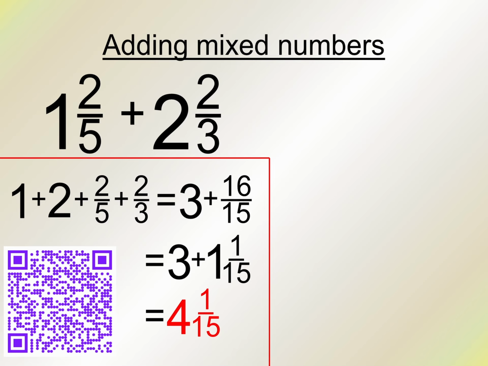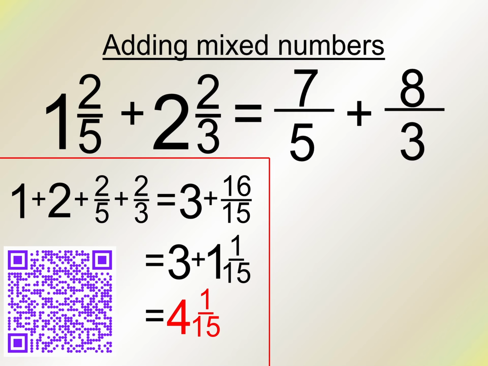The other way to look at it is changing the mixed numbers into improper fractions first. So 1 whole and 2/5. Remember, to change it into an improper fraction, you just multiply the whole number by the denominator, add the numerator, that'll give you your new numerator. The denominator stays the same. So 1 whole and 2/5 is 1 times 5. Add the 2 to get you 7 over 5 because the denominator stays the same.